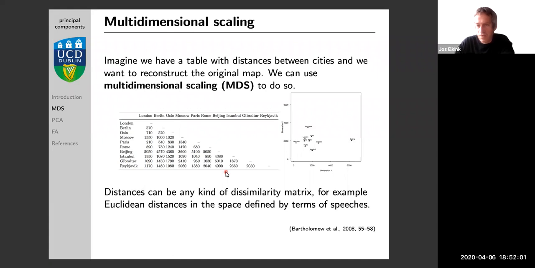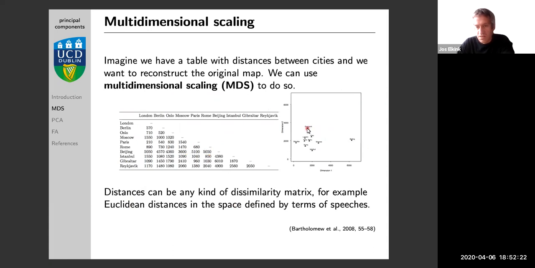And this is always what MDS does. You insert a distance table that shows the distances between each of the observations. The observations here, in this case, are the cities. And you use the distance table to produce a two-dimensional or three or four-dimensional representation that preserves as much as possible the distances that are in this table.